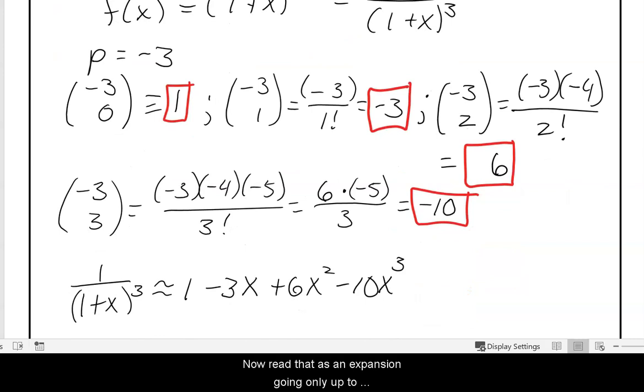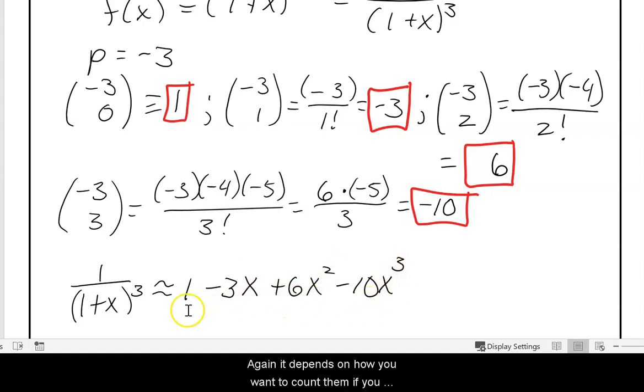Now write that as an expansion going only up to the fourth term. It won't be exactly equal because we're not using the infinite polynomial, but it is an approximation. Each coefficient is multiplied by x raised to the same power that they had as the bottom number. That would be x to the 0 for the first coefficient, x to the first for the second, x squared for the third, and x to the third for the fourth.